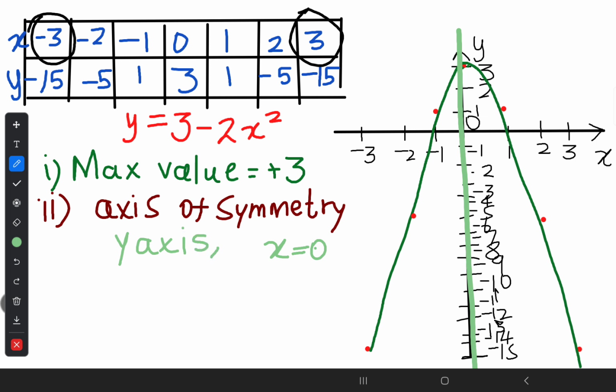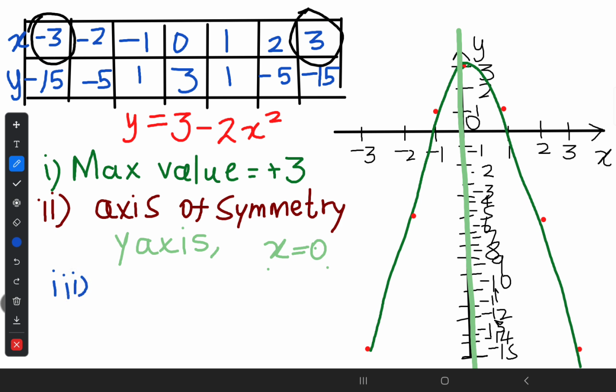Write the equation of the axis of symmetry. That would be x equals 0. To indicate the y-axis, we use x equals 0. Through x equals 0, when you draw a vertical line, that would be our y-axis. The equation for the y-axis would be x equals 0. Next, the third question.